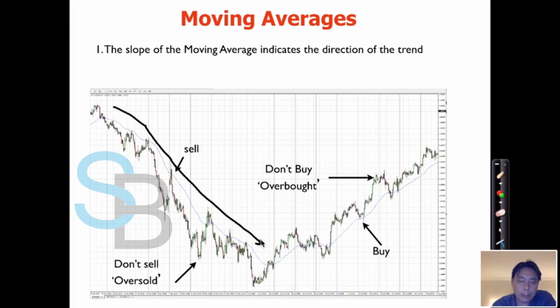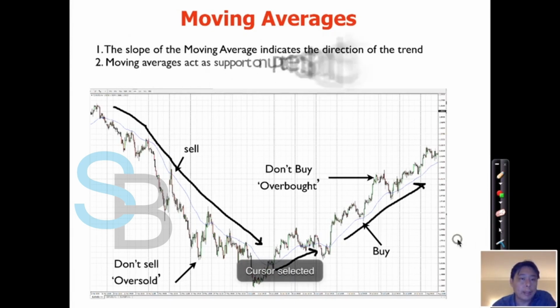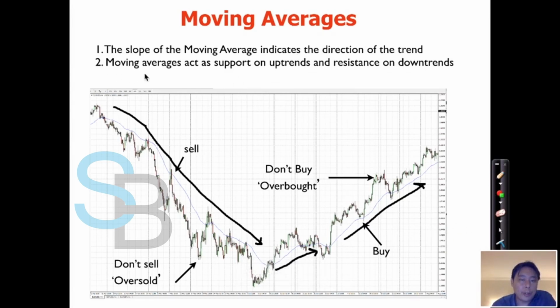Okay, it's sloping up, it's an uptrend. Sloping up, uptrend. Okay, so first is the slope. Next, again, moving averages act as supports on uptrends and resistance on downtrends.